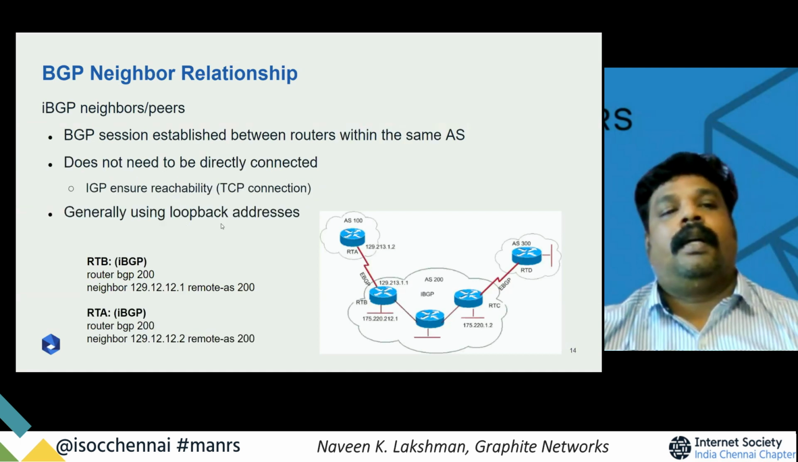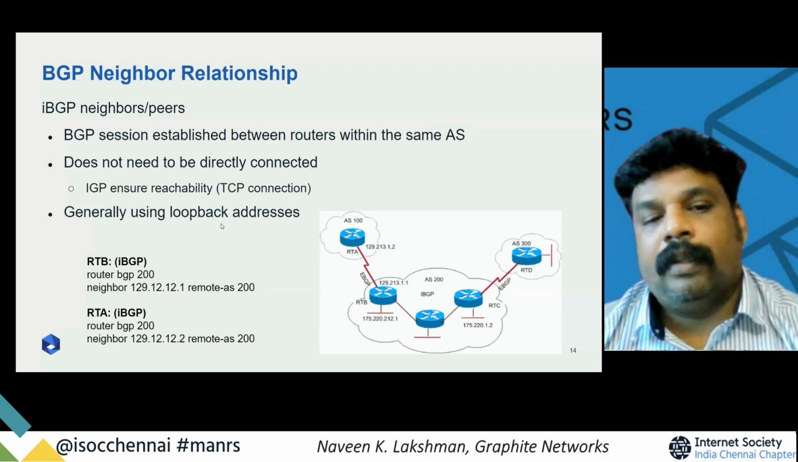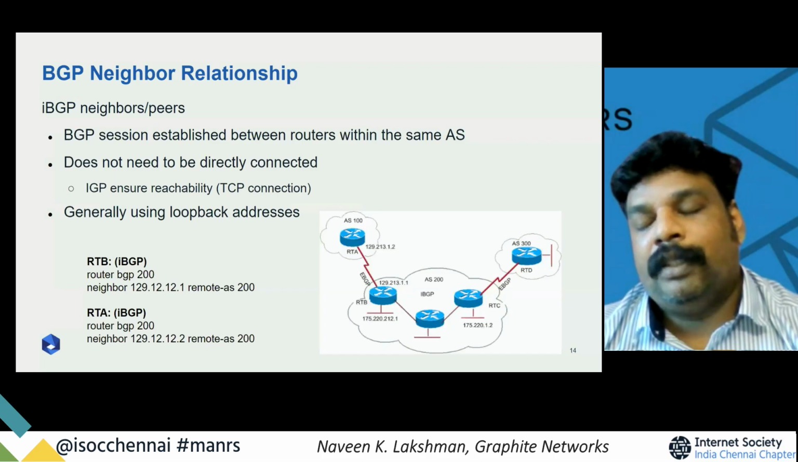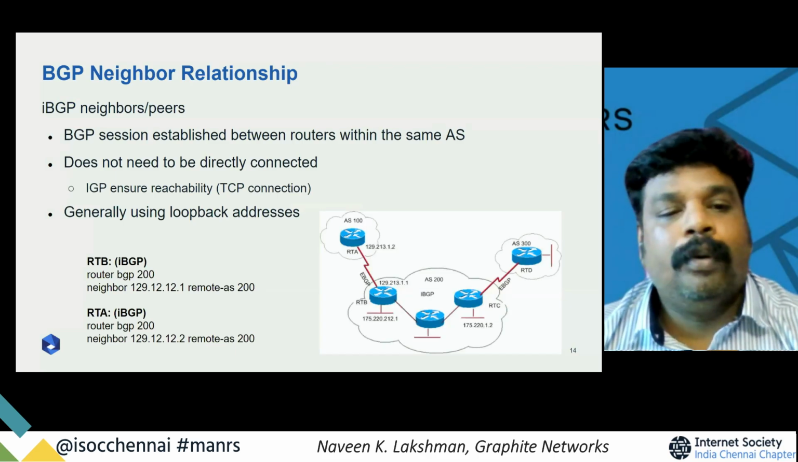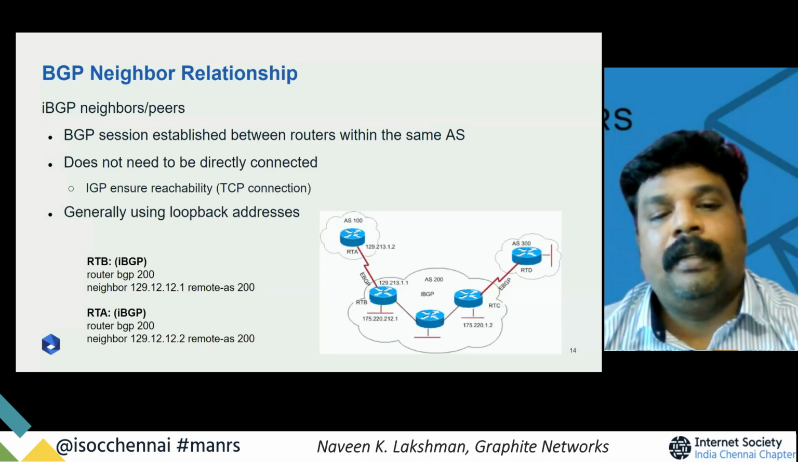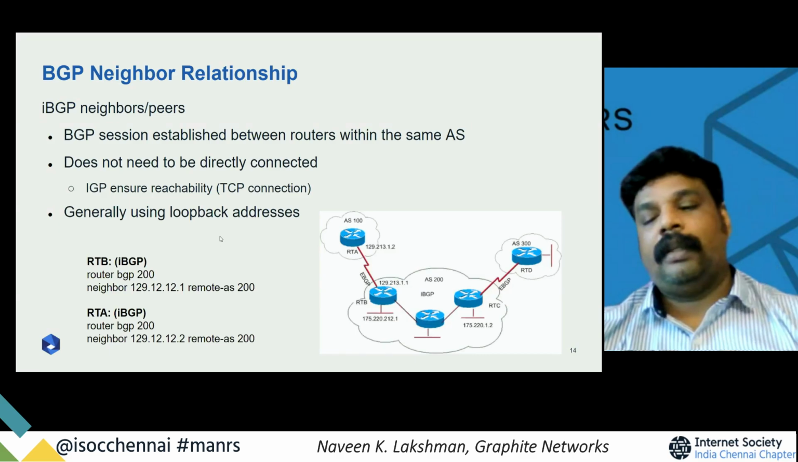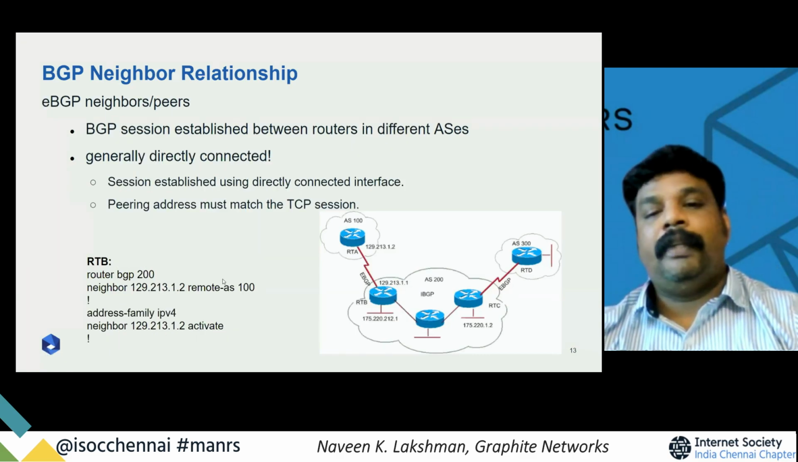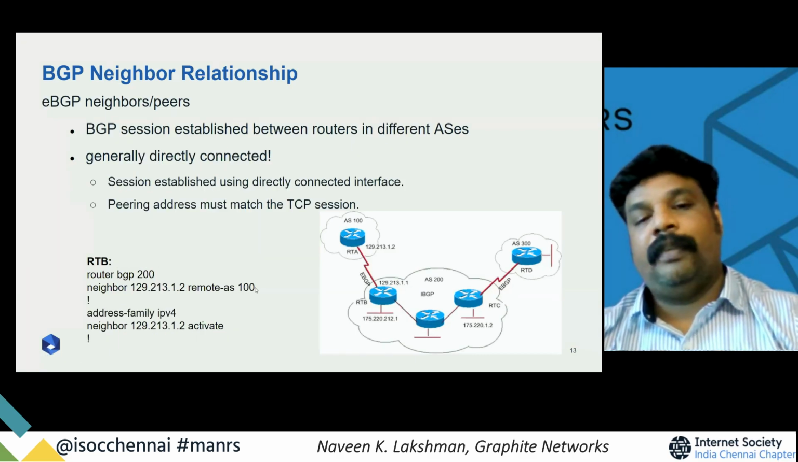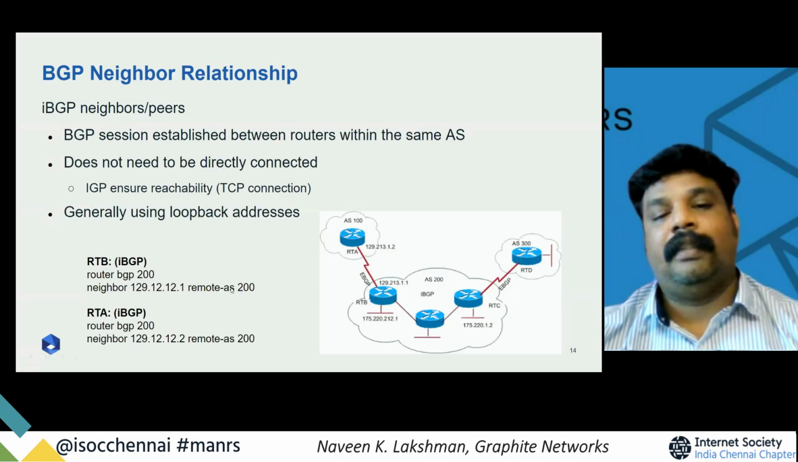For iBGP, if you run BGP inside your network and want to form neighborship between routers inside your AS, you go under router BGP 200 and issue the neighbor command with the same AS number. So the configuration is the same. All that matters is that if it is between two ASs, the remote AS would be a different AS, and if it is iBGP, it is the same AS that you are pairing with.